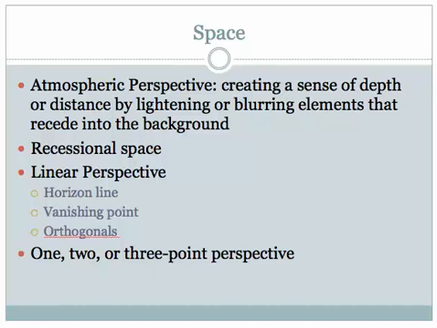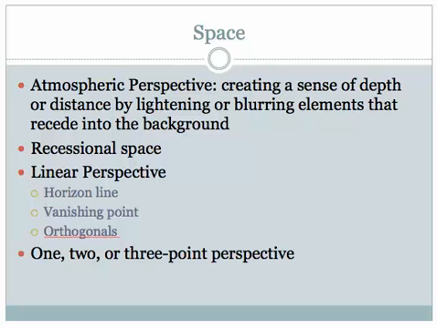Atmospheric perspective. If you've ever noticed this, and in the summertime it's very noticeable, if you look out on the horizon on a particularly humid day, you'll notice that the mountains and hills in the background look very blue. That's atmospheric perspective. They're a little blurrier, they tend to be a little lighter, and they tend to be greenish or bluish off in the background.